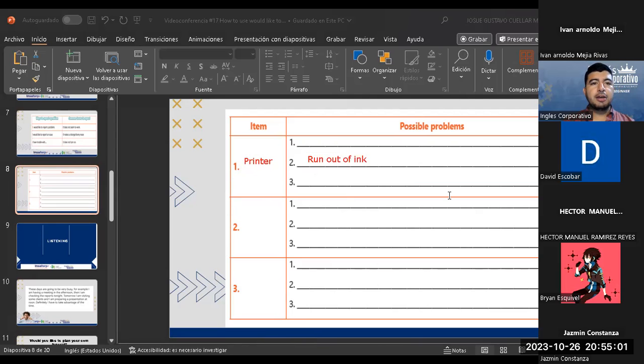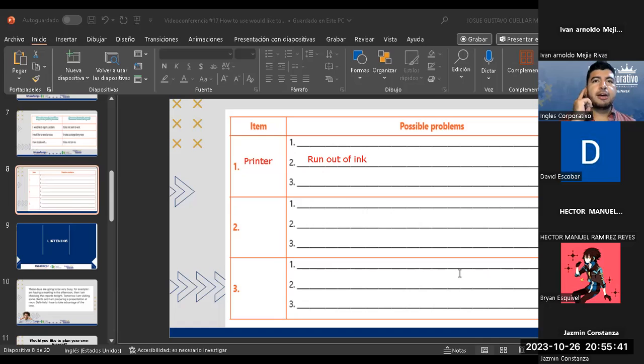Entonces yo lo que necesito es que me mencionen normalmente qué es lo que les falla. What is something that fails in your job? Okay. You write, for example, printer. And then you write like this. Ya envío un ejemplo, el mismo ejemplo, ¿verdad? Printer, run out of ink. Solo una cosa, because here we have three, but we have some exercises, tenemos algunos ejercicios acá que quiero hacer para aprovechar el tiempo y no cargarlos mucho, ¿ok?